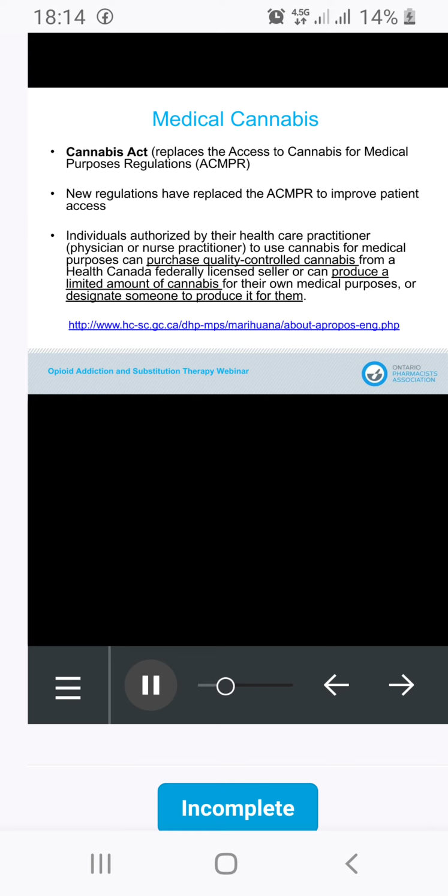Individuals are authorized by their healthcare practitioner, so that can be your physician or nurse practitioner, to use cannabis for medical purposes. They can purchase quality controlled cannabis from a Health Canada federally licensed seller, or they can produce a limited amount of cannabis for their own medical purposes. The last option is to designate someone else to produce it for them. You can refer to the website I have here to read about this legislation around access. There are forms to guide patients if they do want to engage in the use of cannabinoids. There is particular documentation that needs to be filled out by their care provider before they can be part of this program.